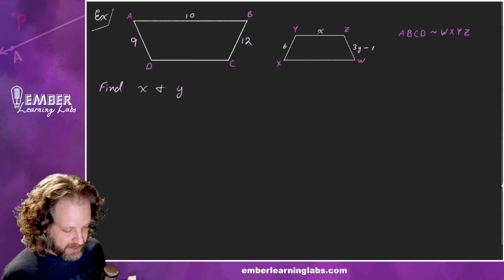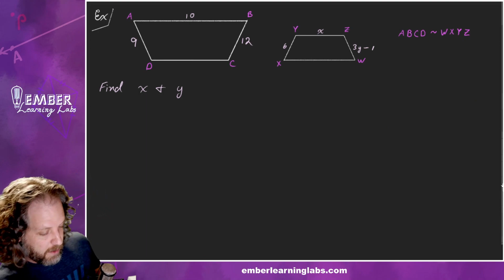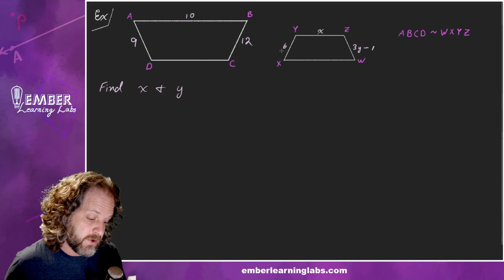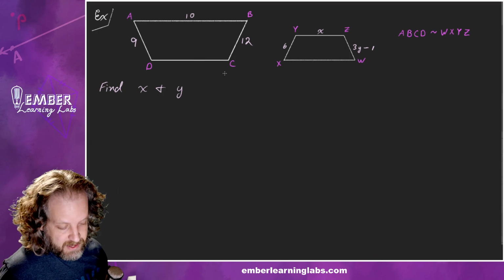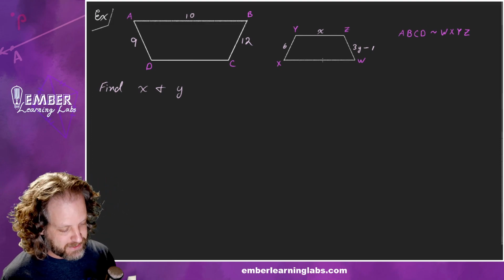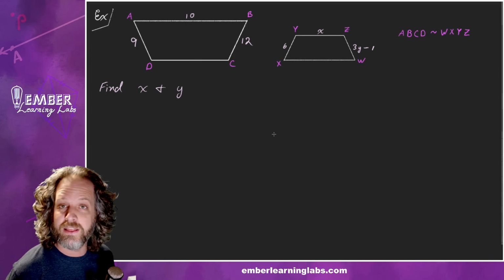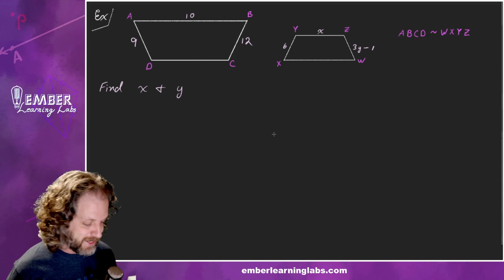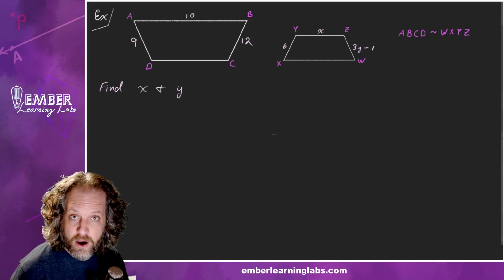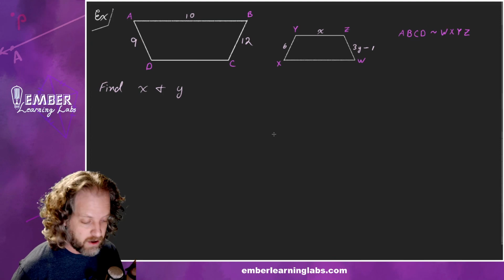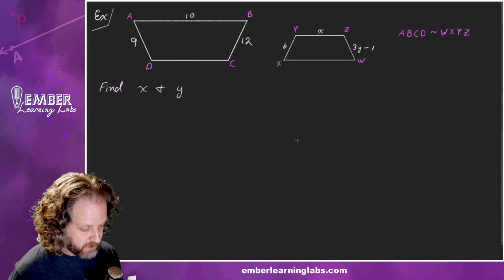All right, so we've got an example here. We've got a couple of similar trapezoids. Well, actually, we don't even know they're trapezoids. I know they are because I drew them, and I know these lines are actually parallel, but we don't know that. We know they're quadrilaterals. We'd have to do a little more notating to make them trapezoids. But all we care about in this problem is that they are similar.